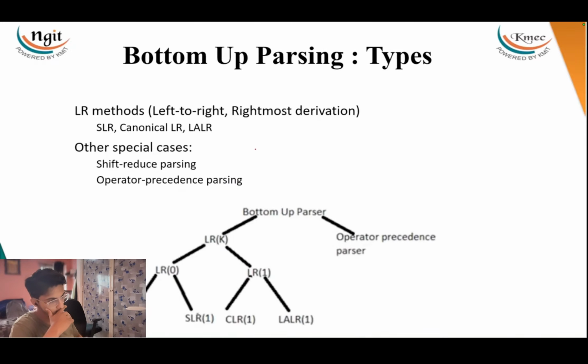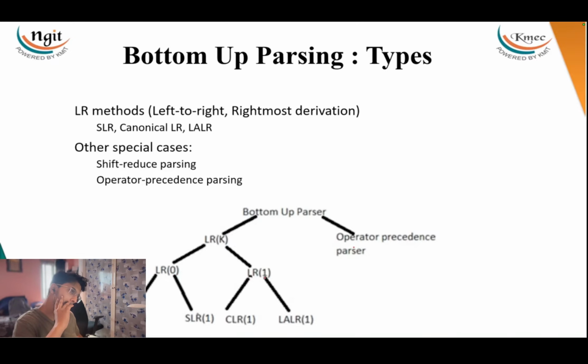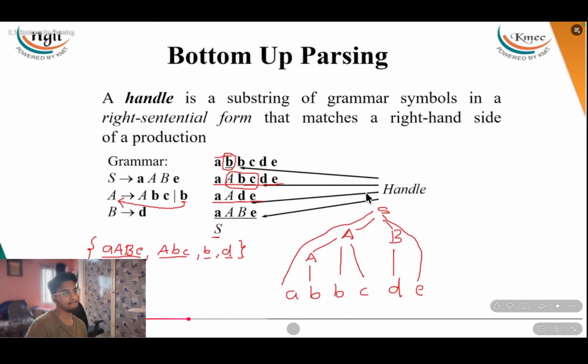So these bottom-up parsers are categorized into mainly two types: LR(k) parsers and operator precedence. And in LR(k), we are going to use LR(0) item sets and LR(1) item sets. What are those? We'll discuss. And we have four, but in our syllabus we are having only three: SLR(1), CLR(1), and LALR(1). But I'll tell you about LR(0) also. The LR(k) means we are scanning the input from left to right. That's what it is denoting. And we are going to use reverse rightmost derivation. How is it going to be?